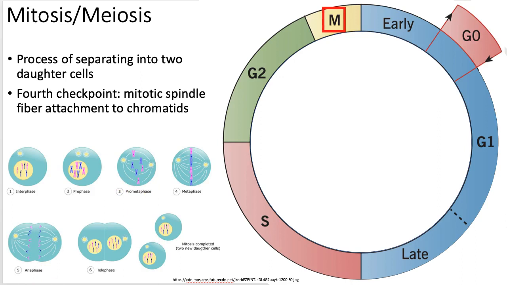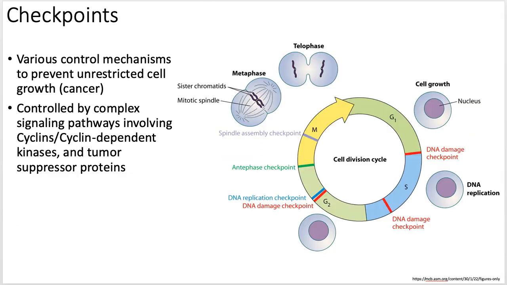Now, there's another checkpoint here. I say the 4th checkpoint. In general, it kind of depends. There's more than 4, but I'll get to that later. But this is when you have the mitotic spindle fiber attachment. You ensure that during pro-metaphase and metaphase, you actually get the spindle fibers attached to your sister chromatids at the kinetochore in the centromere. And so that's where that occurs. And we're going to have to talk about that later.